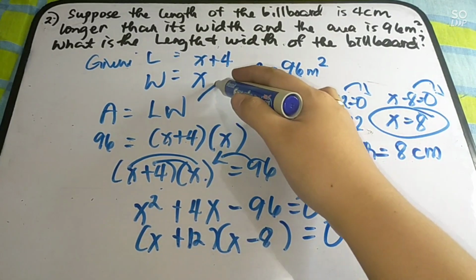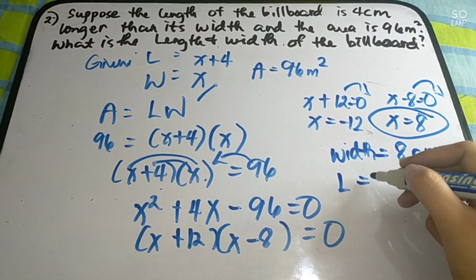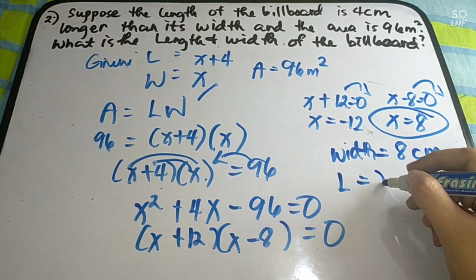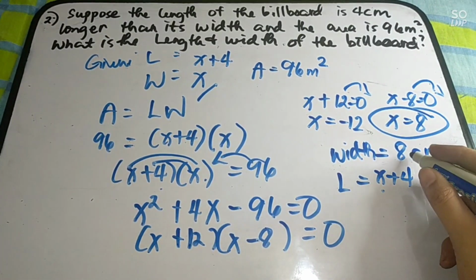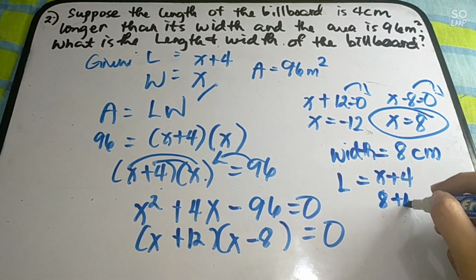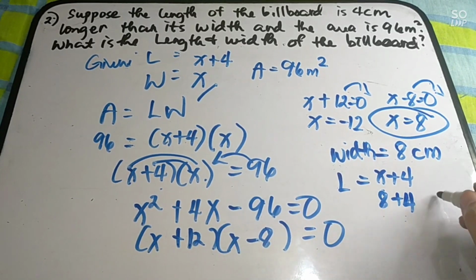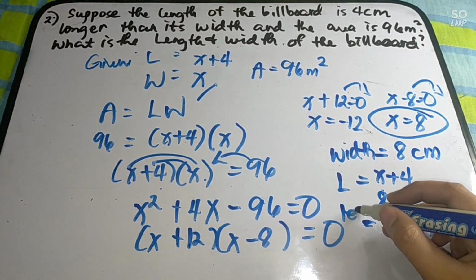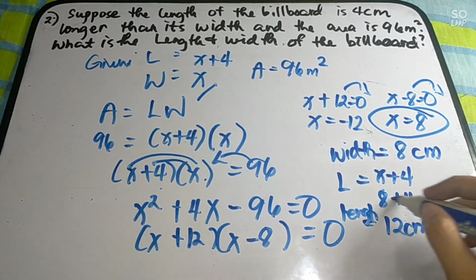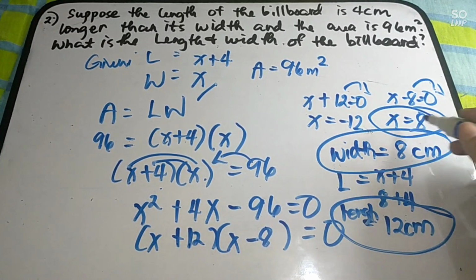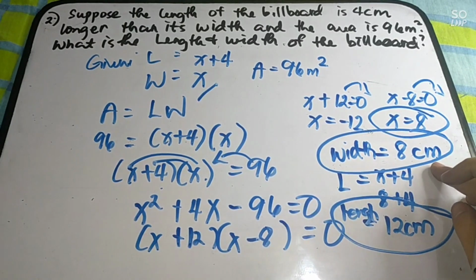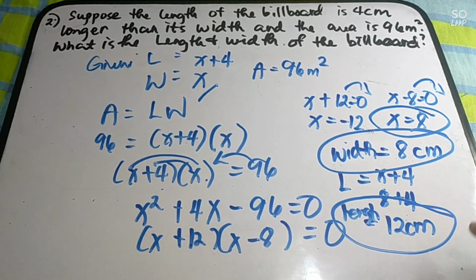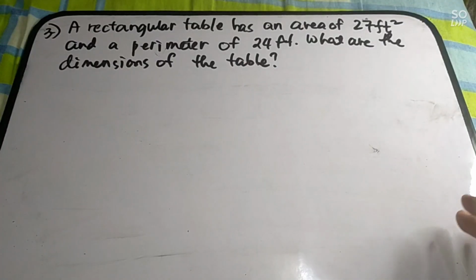Kasi siya yung x mo. Then, for your length, we have here x plus 4. So, yung x magiging 8, then plus 4. So, 8 plus 4, the answer is 12 centimeters. This is now your length. Is it clear? So, you have now your width, which is 8 centimeters, and length of 12 centimeters. Is it clear? Number 3.